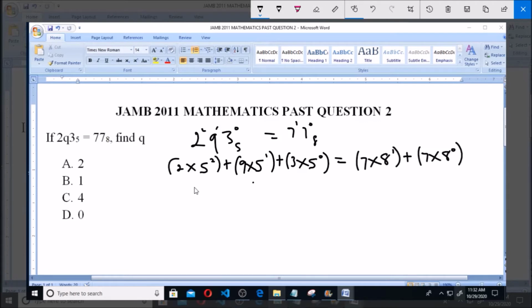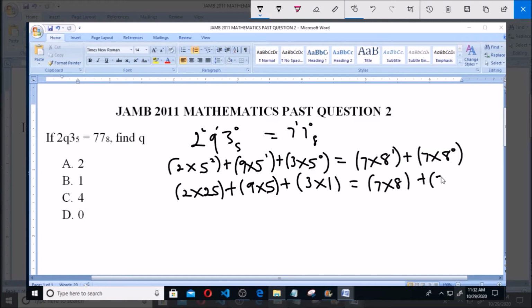So here we'll be having 2 multiplied by 25 plus q multiplied by 5 plus 3 multiplied by 1. 5 raised to the power of 0 is 1. Anything raised to the power of 0 is equal to 1. And it's equal to 7 multiplied by 8 plus 7 multiplied by 1. 8 raised to the power of 0 is also 1.